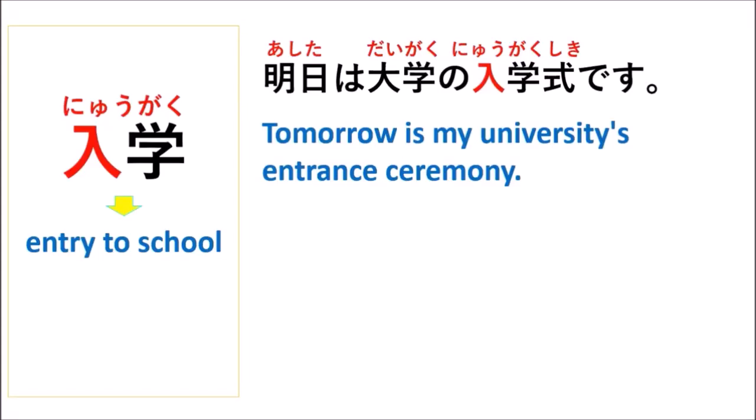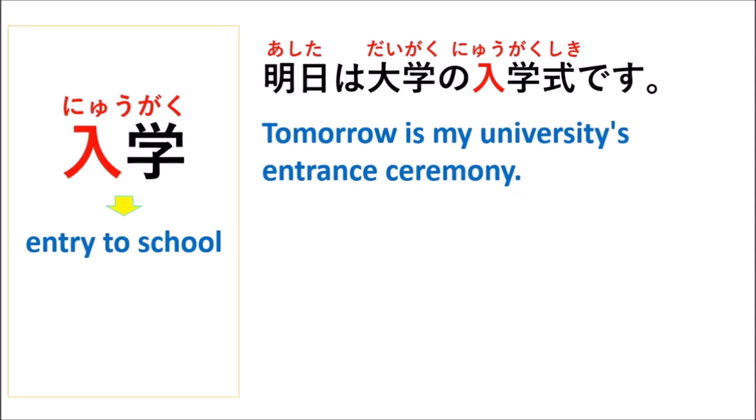The first example you can see here, we have the compound written like this. 入学. 入学 means entrance, entry to school. And we have an example like this. 明日は大学の入学式です。Which means tomorrow is my university entrance ceremony.